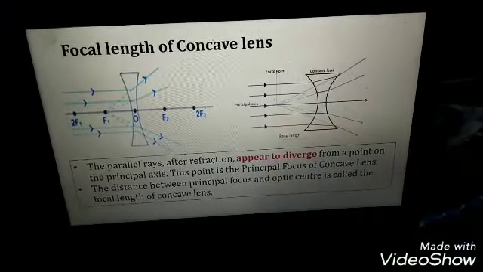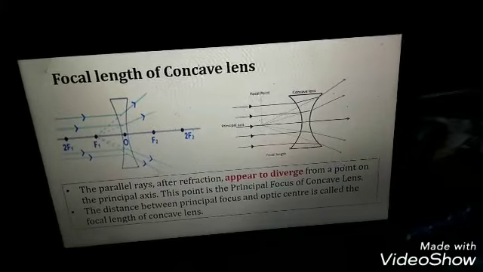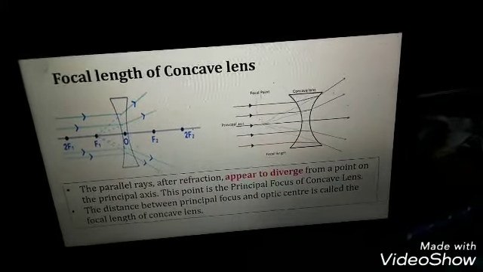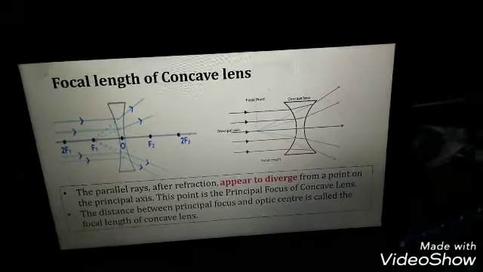That is the word there: appear to diverge from a point on the principal axis. This point is the principal focus of the concave lens. The distance between the principal focus and the optic center is called the focal length of the concave lens.